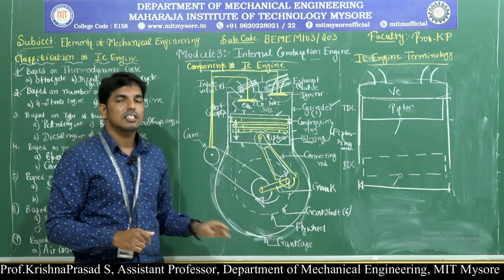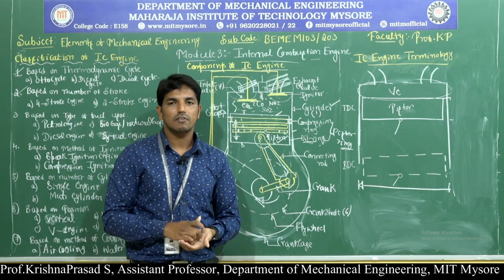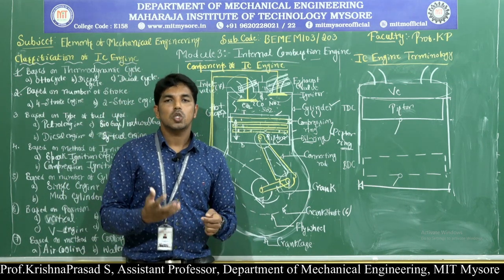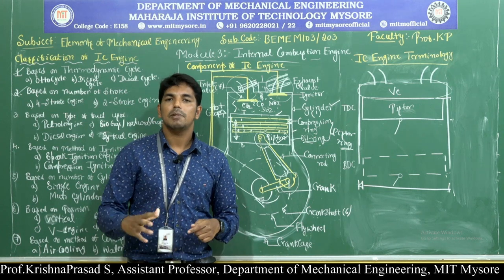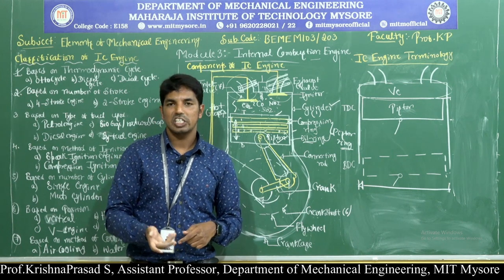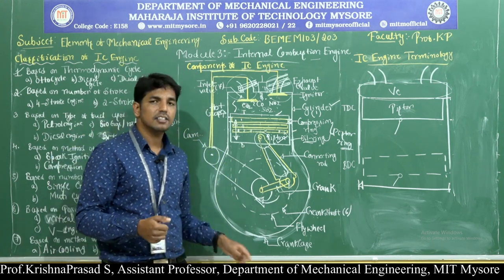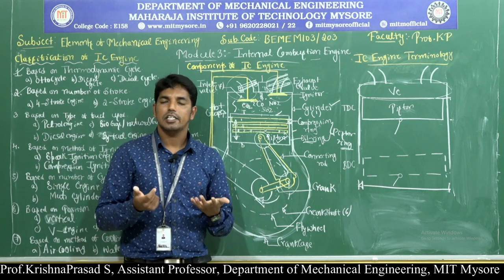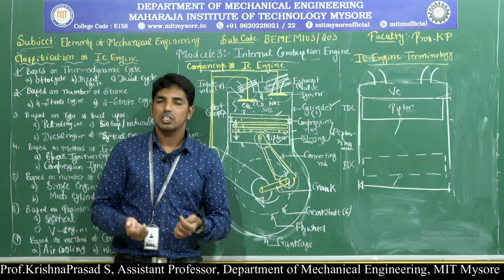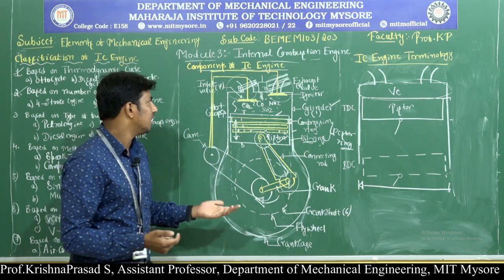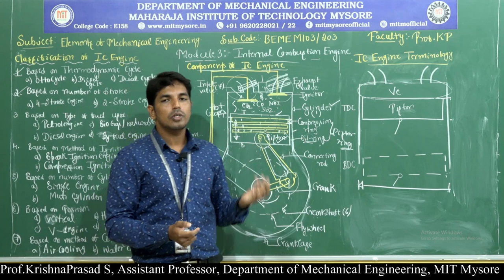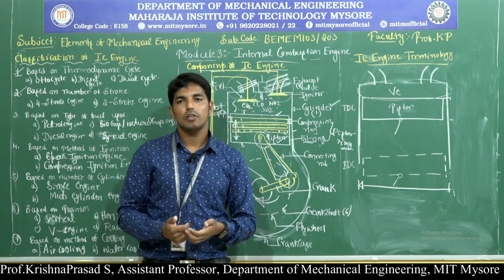Then flywheel, it is a heavier wheel, it is mounted on the crankshaft of the engine. That means it stores the energy during the power stroke and supplies the same energy during the other three strokes like suction, compression and exhaust. Crankcase, it is the lower part of the engine and it completely protects the crankshaft as well as acts as a sump for the lubricating oil. Last one, igniter, two types, spark plug and fuel injector.